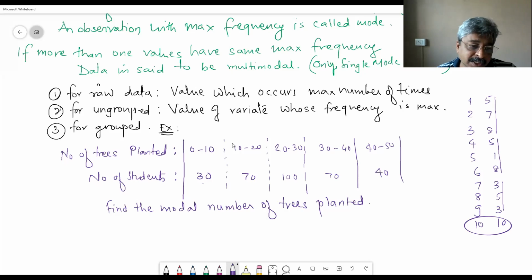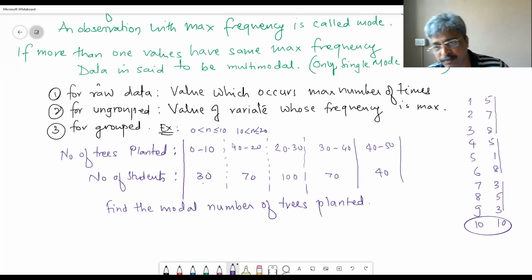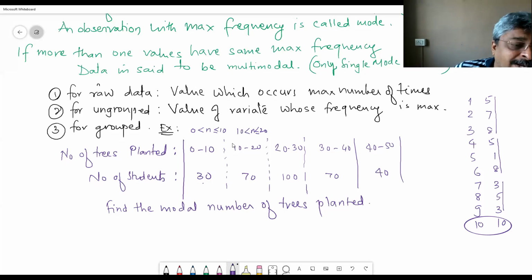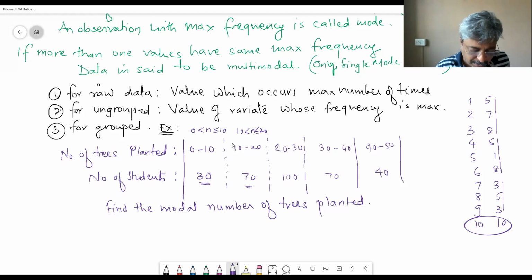Okay, so now let us do this. 0 is less than n, n is less than or equal to 10. Here it is 10 is less than n, n is less than or equal to 20. If a student has planted 10 trees, then he will fall in this category. 20 trees will come here. That is the distribution given to you, and you are supposed to find out the modal number, which number of trees planted. Find the modal number of trees planted.